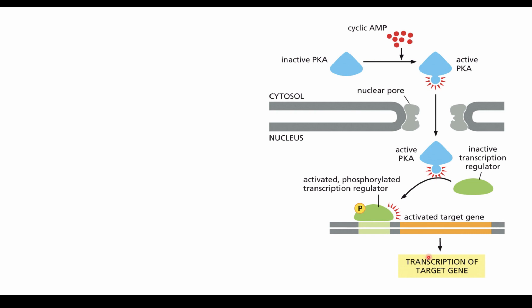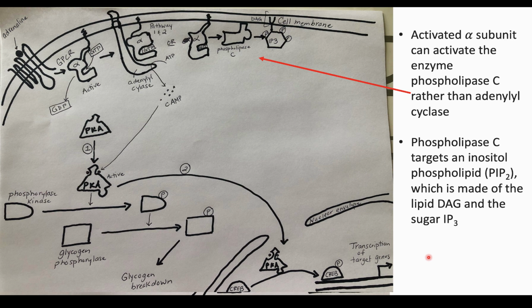This isn't the only place where the pathway can diverge. So going back to my image where I'm trying to put them all in one place, we had our original adrenaline binding to our G protein coupled receptor, activating the alpha subunit, and this was, at this point, activating adenylyl cyclase, making cyclic AMP, which activated PKA, which could do one of two things, either stimulate glycogen breakdown and/or transcription of target genes through CREB.